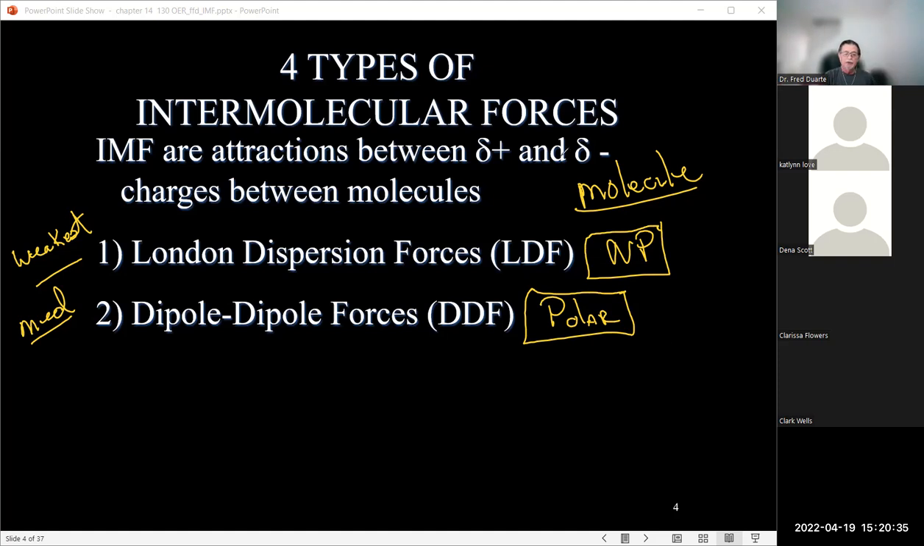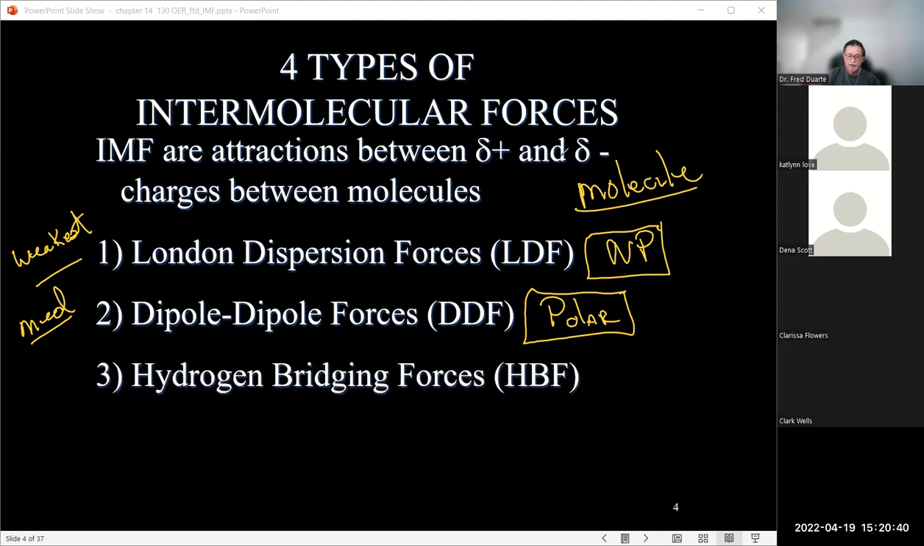Okay. Number 3 force, which is the strongest of the 3, is called hydrogen bonding force. Now, it is very similar to the dipole-dipole force, okay, very similar with one exception. It only pertains to hydrogen that is bonded to nitrogen or oxygen or fluoride, okay?